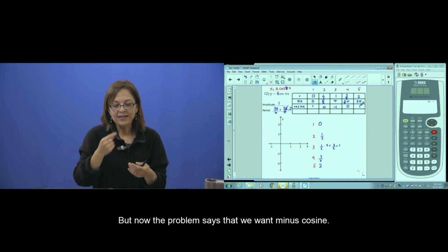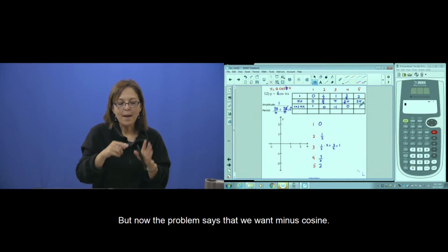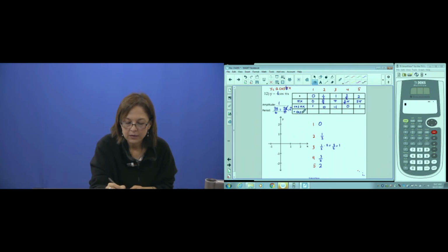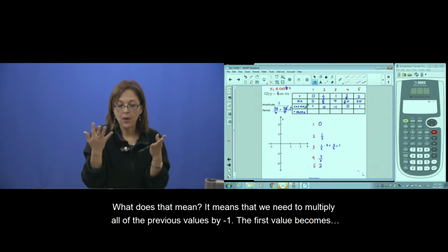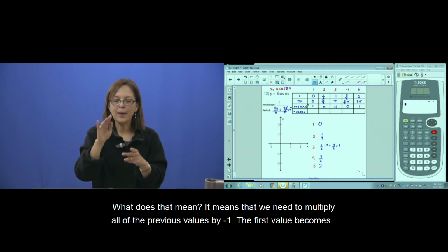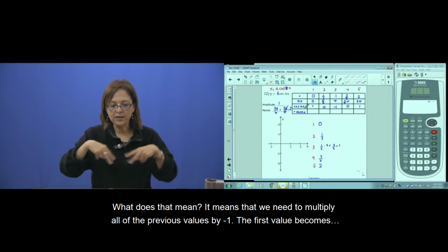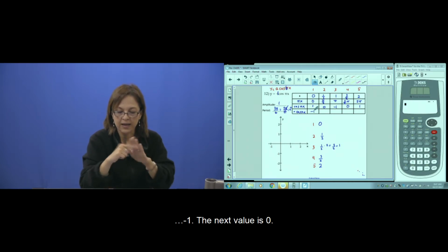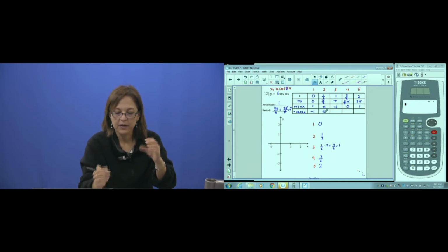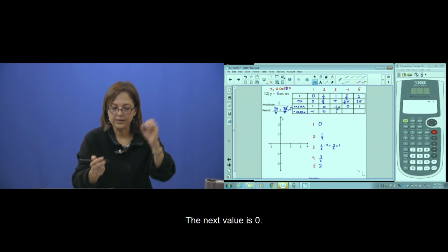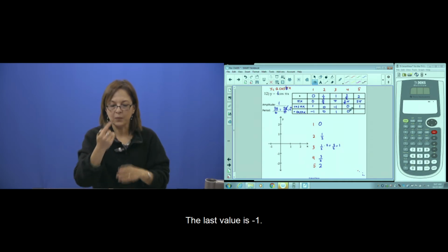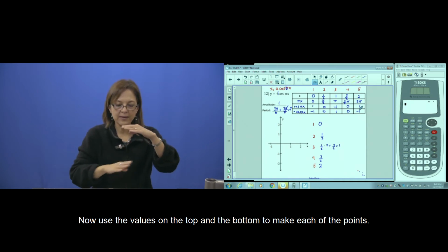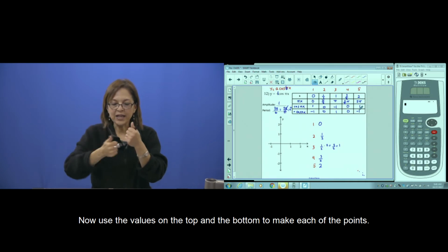But now it says we want minus cosine. Means what? We have to multiply by -1 all the previous values. The first becomes -1, the next 0, the next 1, the next 0, and the last -1. Now use the values on the top and the bottom to make each of the points.